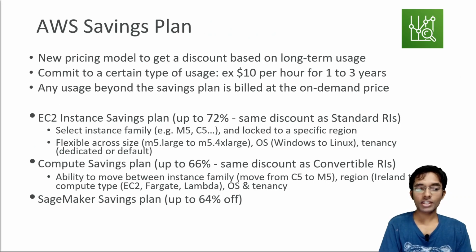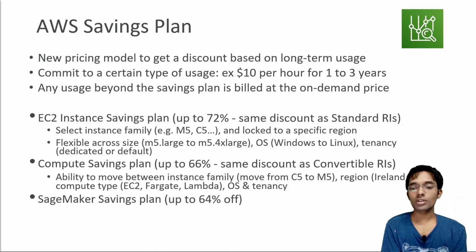Then for the savings plan, this is a new pricing model to get discounts based on long-term usage. So I think over time this is going to replace reserved instances. So the idea is that you are going to commit to a certain type of usage. For example, you say, hey, I will spend $10 per hour for the next 1 to 3 years. And then any usage beyond the savings plan is going to be billed at the on-demand price.